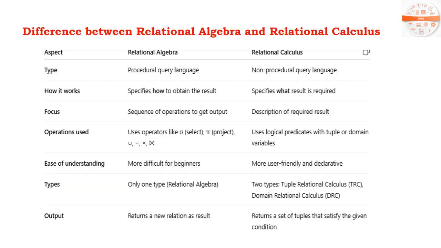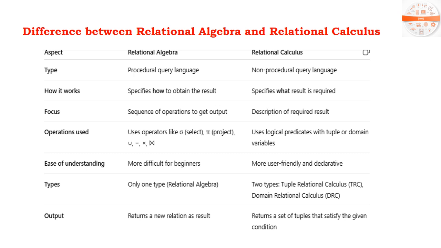And the next one is the difference between relational algebra and relational calculus. There are different parameters we'll take, for example, relational algebra and relational calculus. Type: relational algebra is a procedural query language. Relational calculus is a non-procedural query language. The next aspect, how it works: relational algebra specifies how to obtain the result, but relational calculus specifies what result is required.